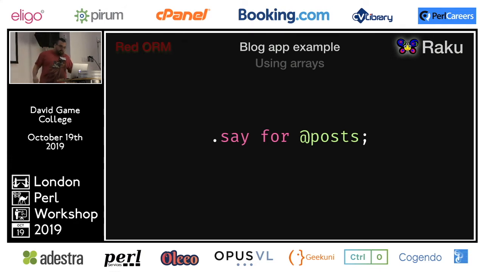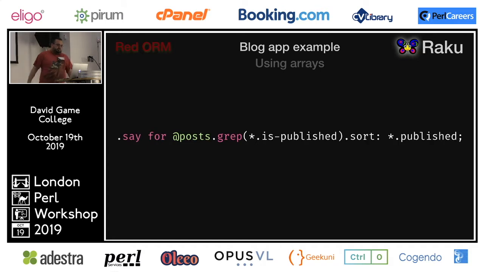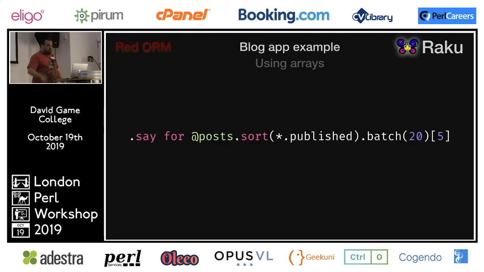If you would like to do something a little bit more interesting, you could, for example, do a say for @posts, grepping for all published posts and sorting them by the published date. And it would be more interesting. Something even more interesting: for example, you could sort all the posts and batch them for each lines each and get the fifth?